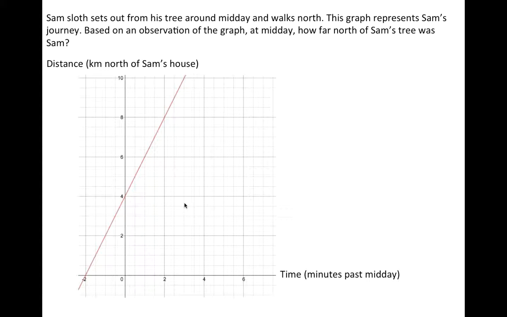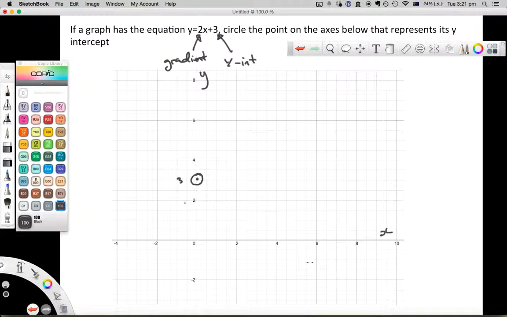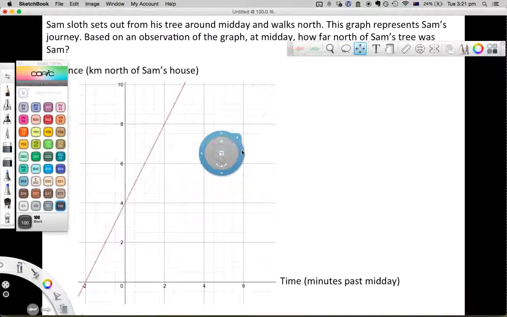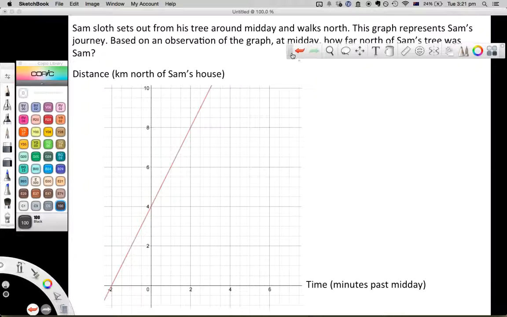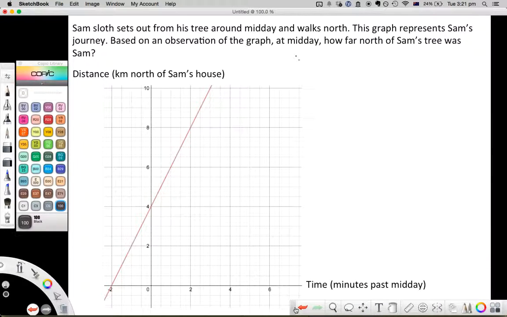What about the next question? I've got a question here. Sam the sloth sets out from his tree at around midday and walks north. This graph represents Sam's journey. Based on an observation of the graph, at midday, how far north of Sam's tree was Sam? So this is the distance north of Sam's house, and this is the time, in minutes past midday. So let's pull this one over to where we were before. Let's put this one down the bottom for now.